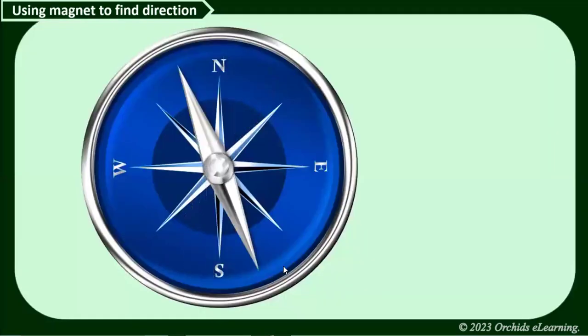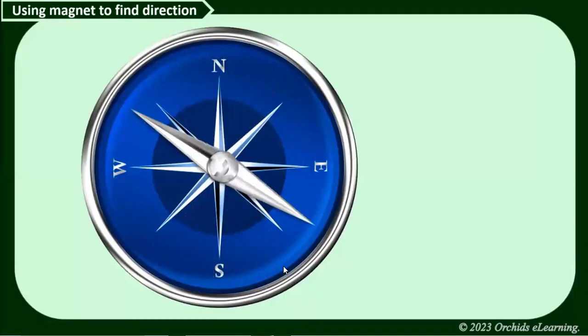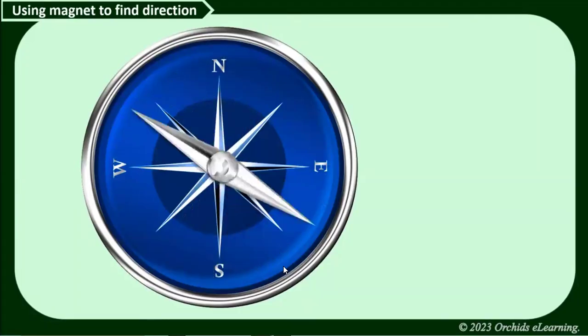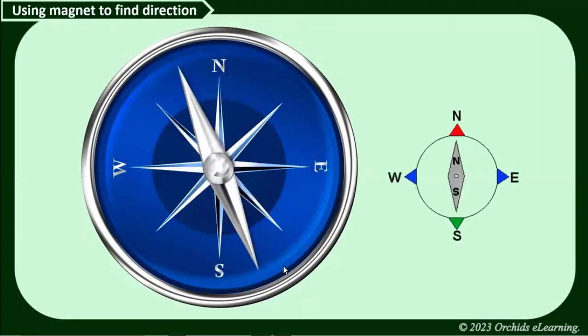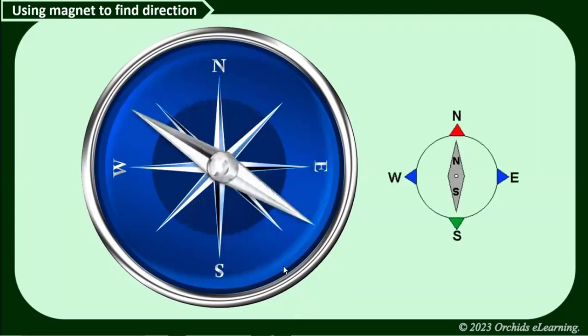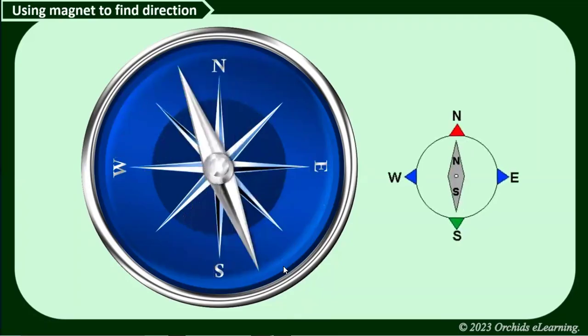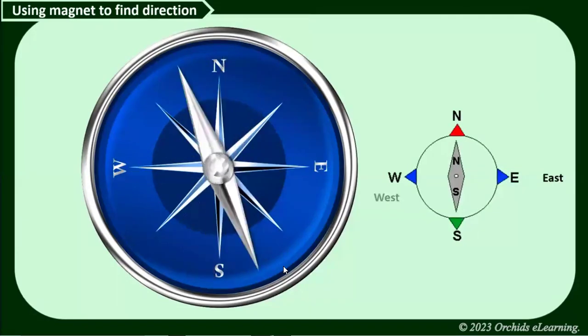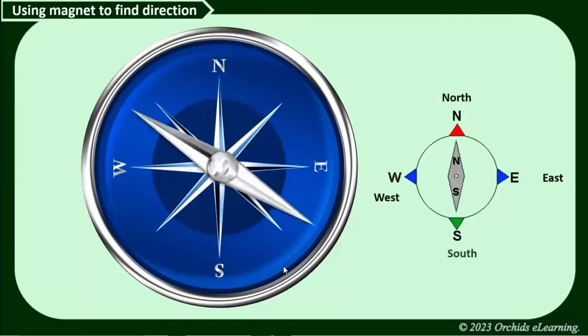A magnetic compass is usually a small box with a small magnetic needle at its center. This needle can rotate freely and always points in the Earth's north-south direction. Different directions, that is, east, west, north, and south, are also marked on it.